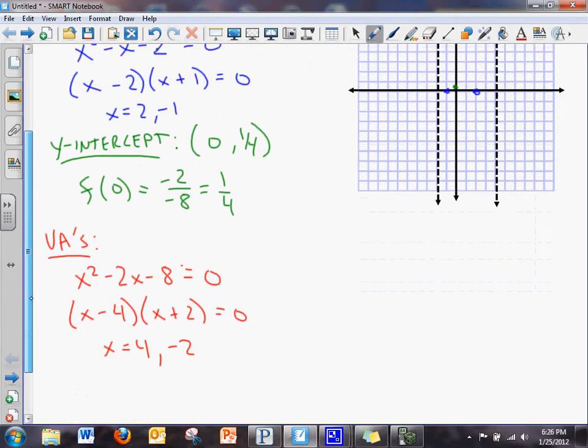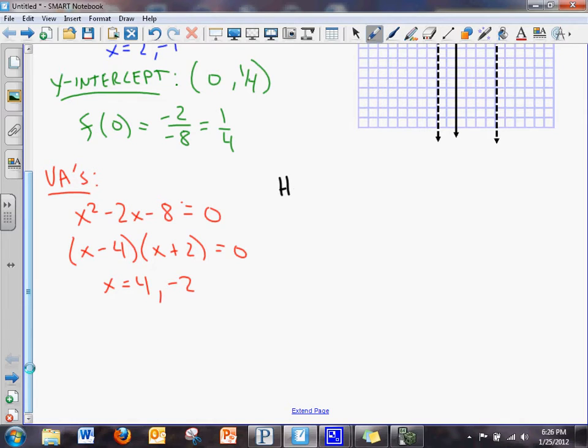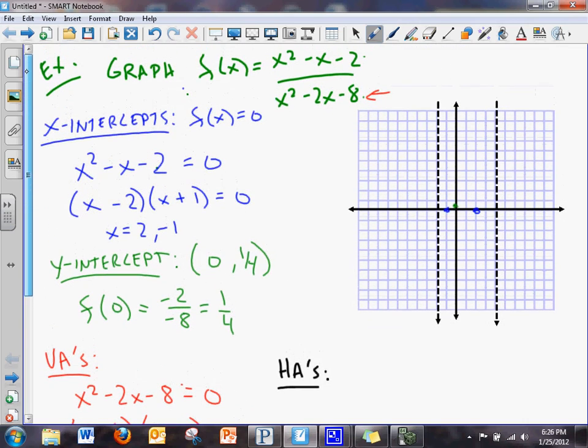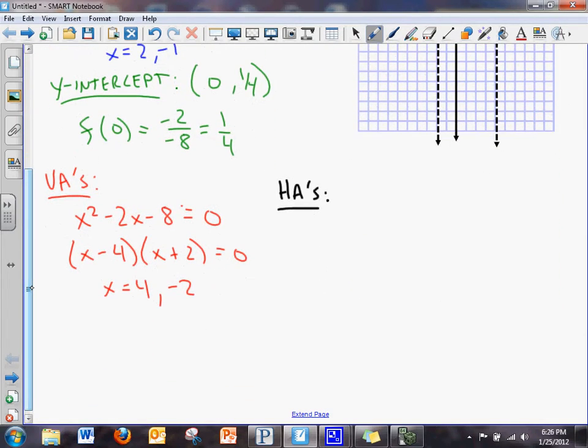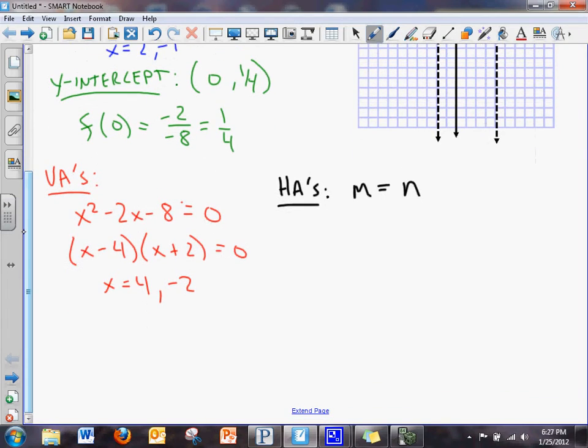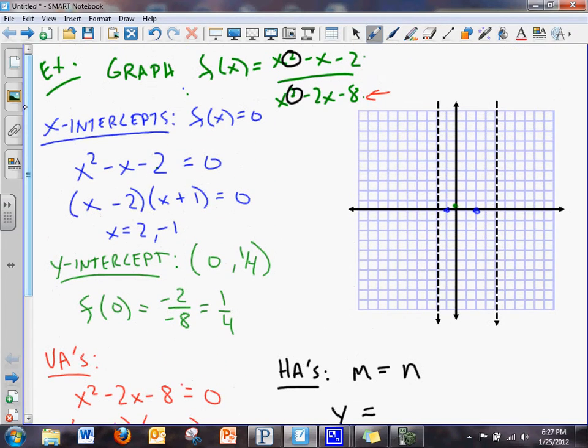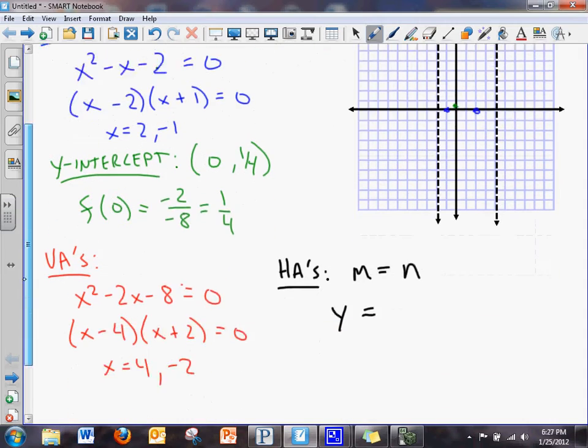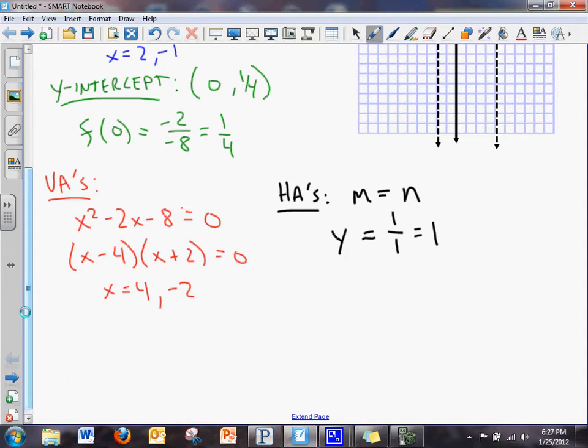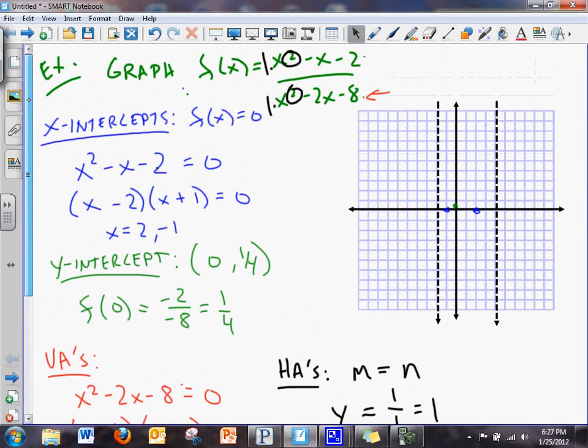Last thing will be our horizontal asymptotes. When we're looking at horizontal asymptotes, that's when we compare the degree of the top and the bottom, m and n. In this case, they're the same. They both have degree 2. So our horizontal asymptote equation, y equals, is going to be the ratio of the coefficients. It's 1 over 1, which is obviously just 1. So we have an asymptote at y equals 1.